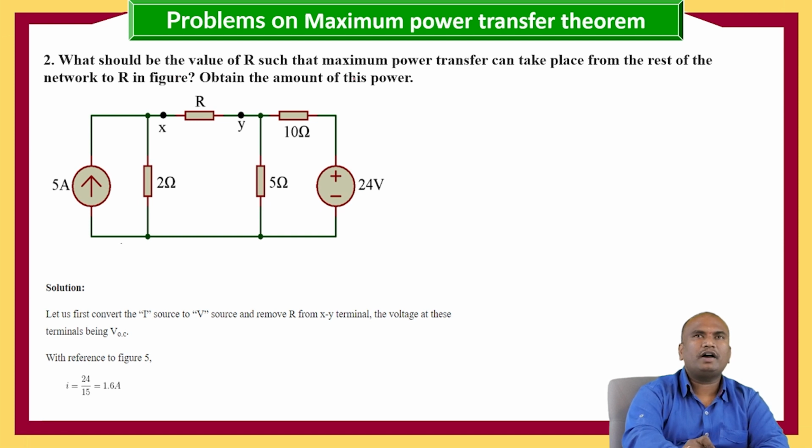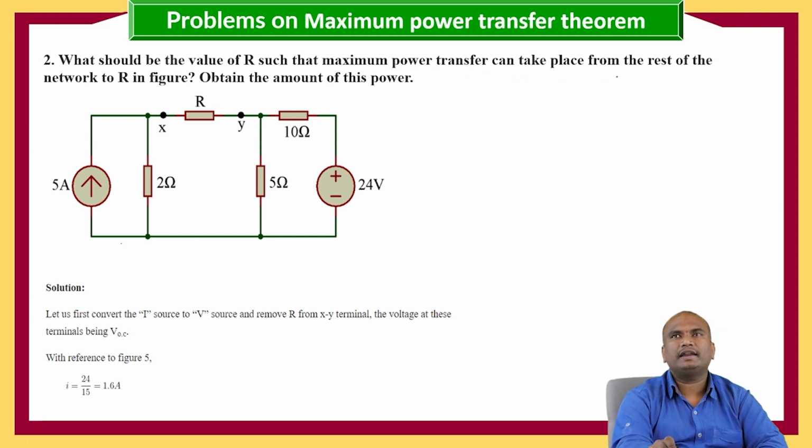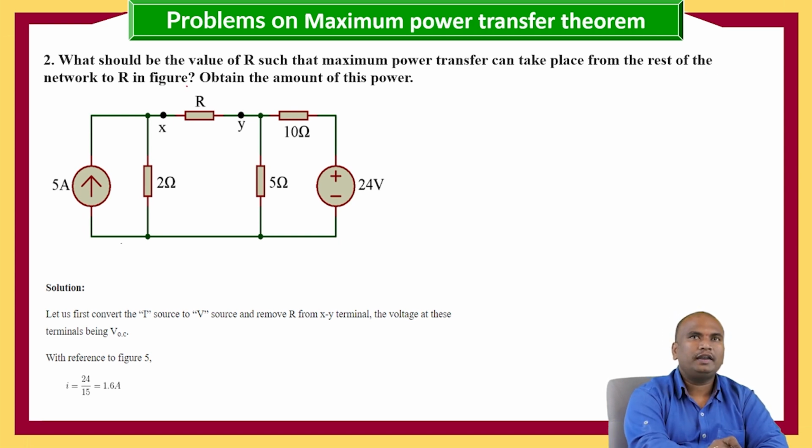What should be the value of R such that maximum power can take place from the rest of the network to R in the figure? Obtain the amount of this power. So these are the terminals which are given, X and Y. First we need to open circuit this X and Y.